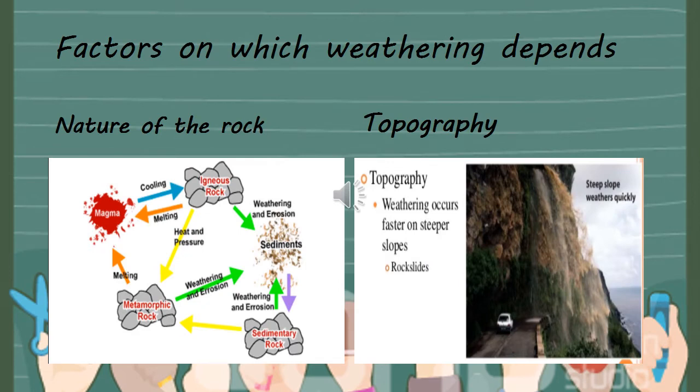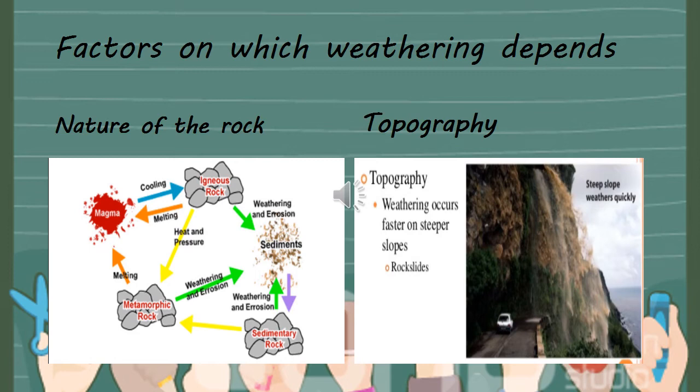The first factor on which weathering depends is the nature of the rocks. Nature of the rocks usually decides whether the weathering process is going to speed up or slow down. For example, igneous rocks are very easily weathered, and sedimentary rocks like limestones are also weathered easily. Also, when there are cracks or fissures on the rocks, they are more prone to weathering. However, if the rock is intact and there are no cracks on it, then the weathering process takes place very slowly.